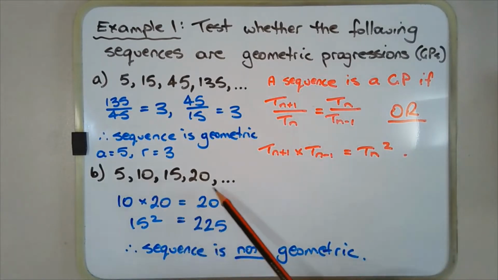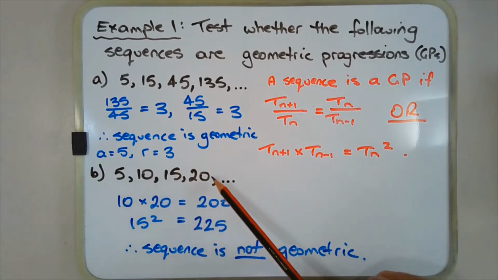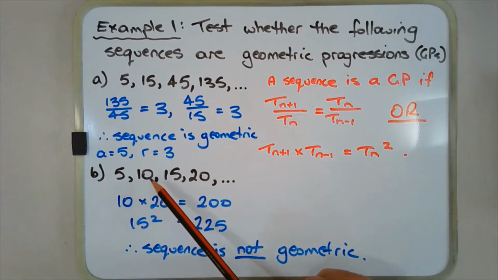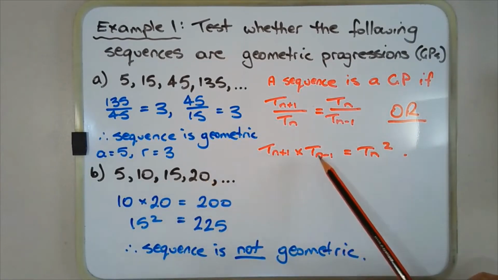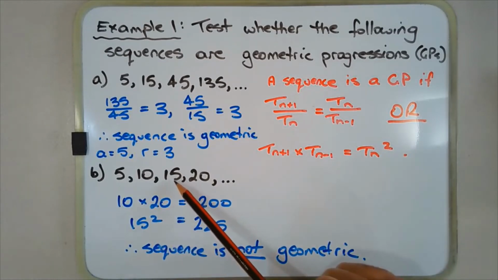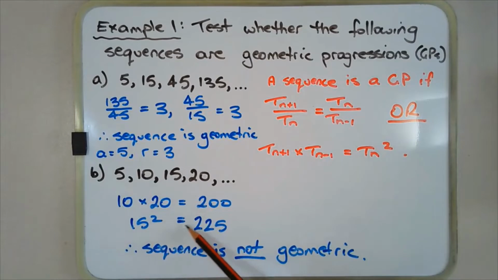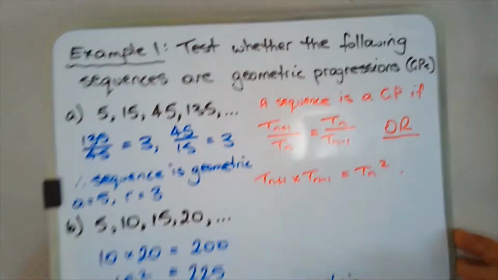So again, choose 3 consecutive terms. For example, I'll choose 10, 15, and 20. 10 multiplied by 20 is 200, so that's the Tn plus 1 multiplied by Tn minus 1. And then let's square the term in the middle. So this is 15, and if we square that, 15 squared is equal to 225. They're clearly not the same, so therefore the sequence is not geometric. So either definition is fine. Let's have a look at one more example.